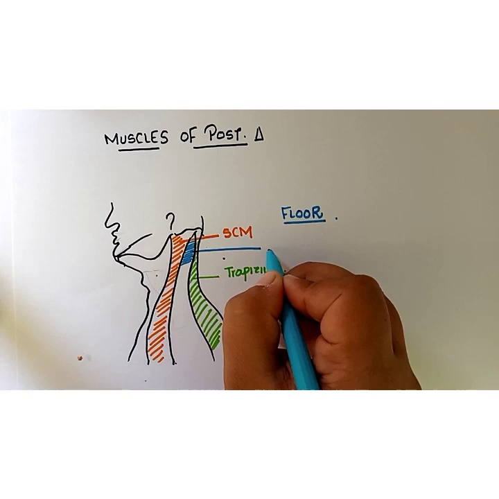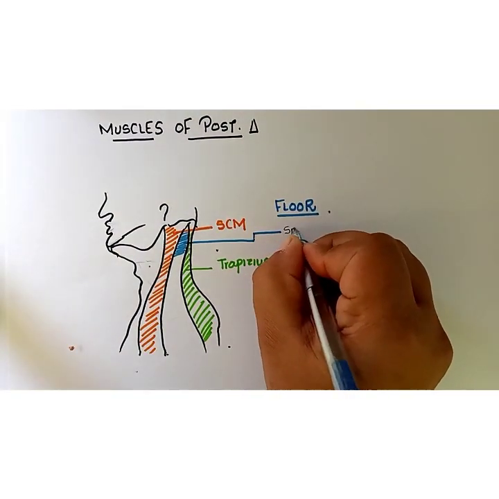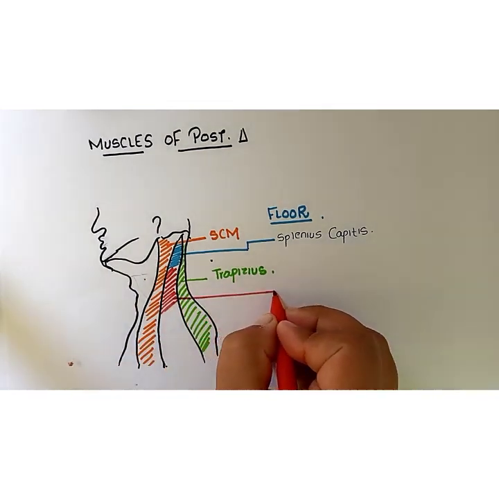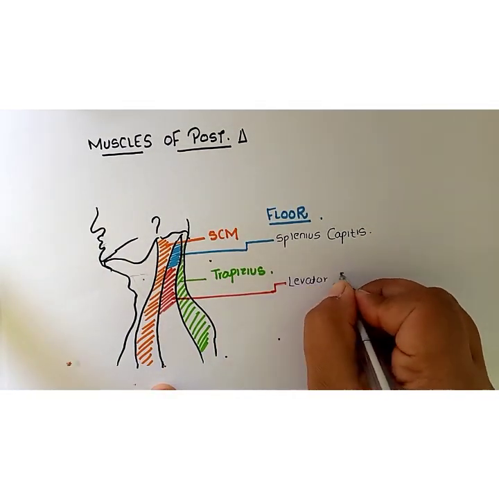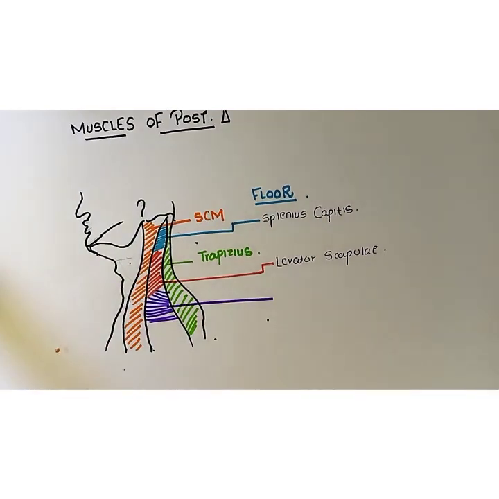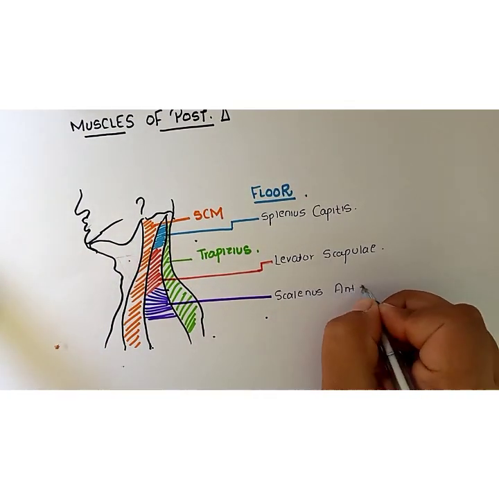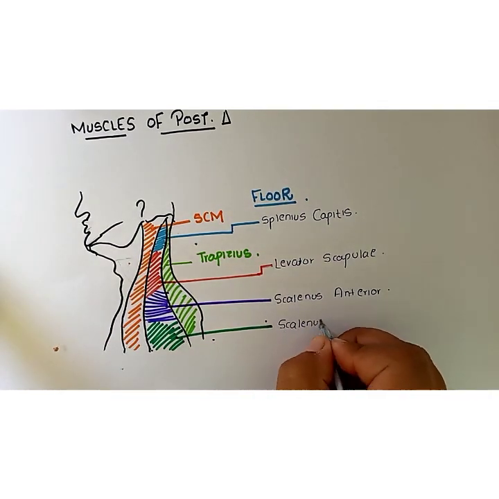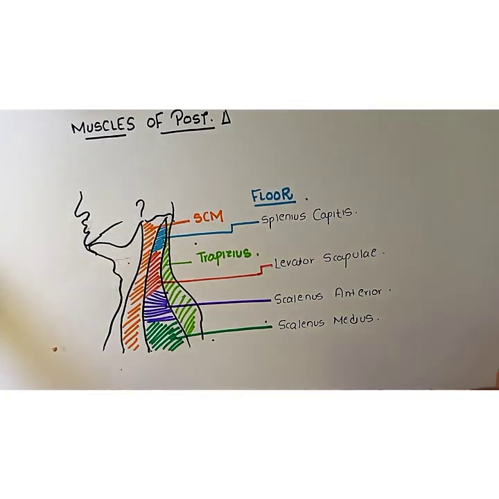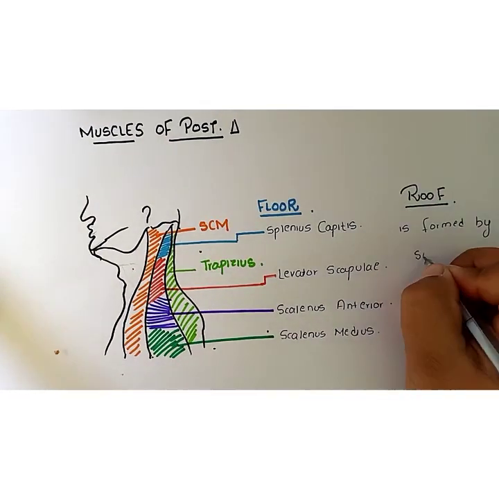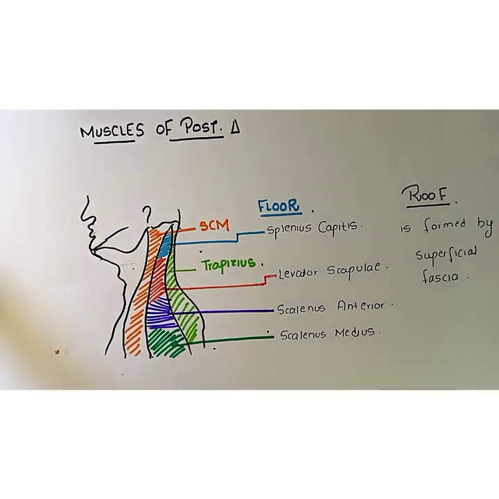So, the muscles responsible for the floor formation of the posterior triangle are the splenius capitis, then the levator scapulae, which lie at the level of C2, and below the levator scapulae is the scalenus anterior, and down to scalenus anterior is the scalenus medius muscle. And the roof of the posterior triangle is formed by the superficial fascia.